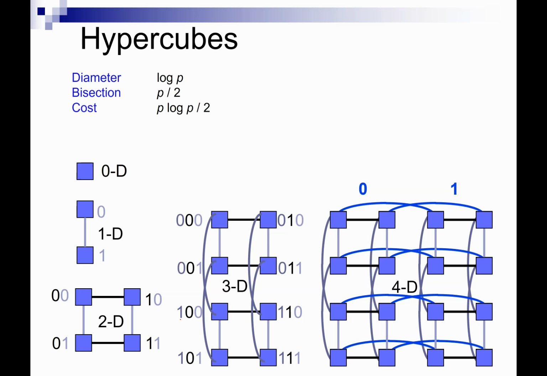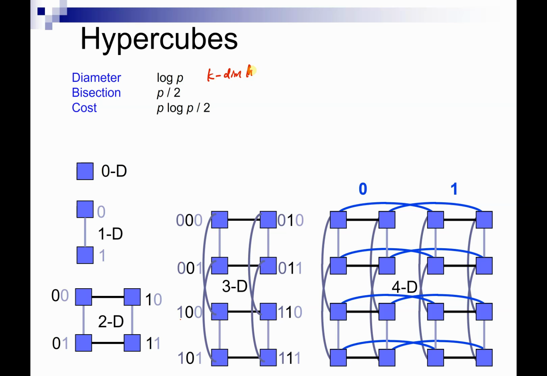You keep going with this process, and eventually, if you form a hypercube with p processors, it turns out that the diameter of this hypercube is going to be log p. Because for example, if you look at the 4D hypercube, each time you move up a dimension, you double the number of processors. Because in order to form the 4D hypercube, we took 2 copies of the 3D hypercube.